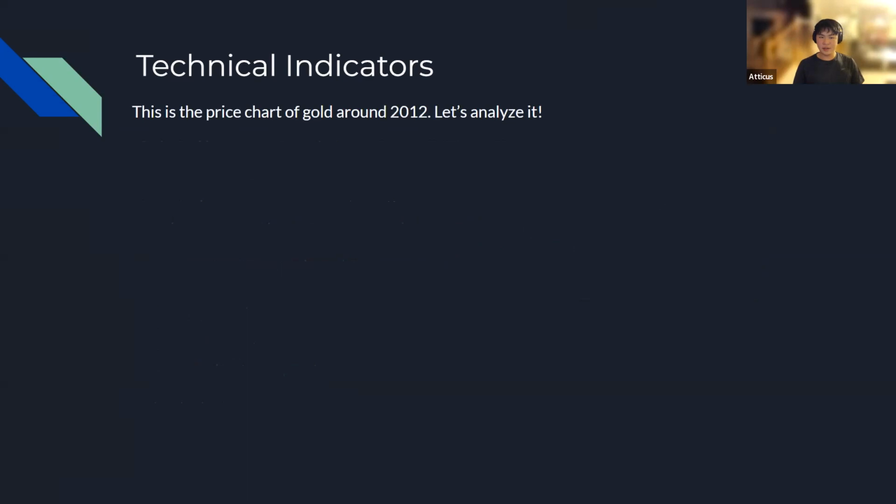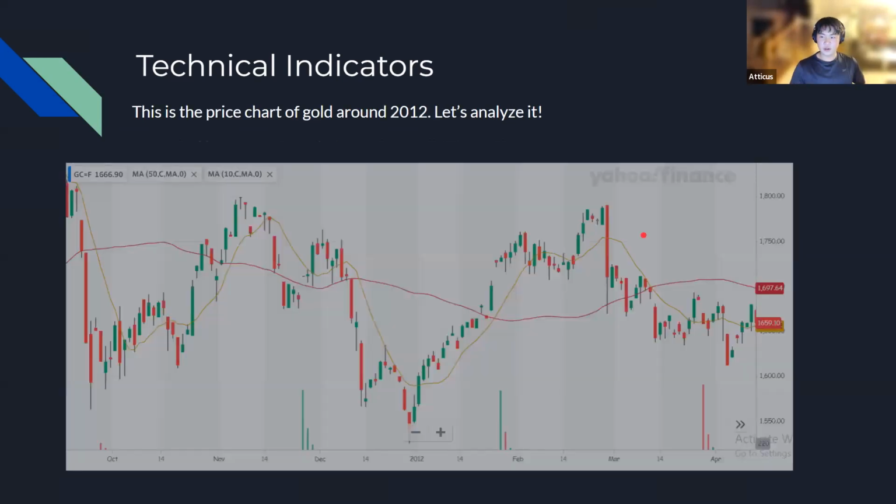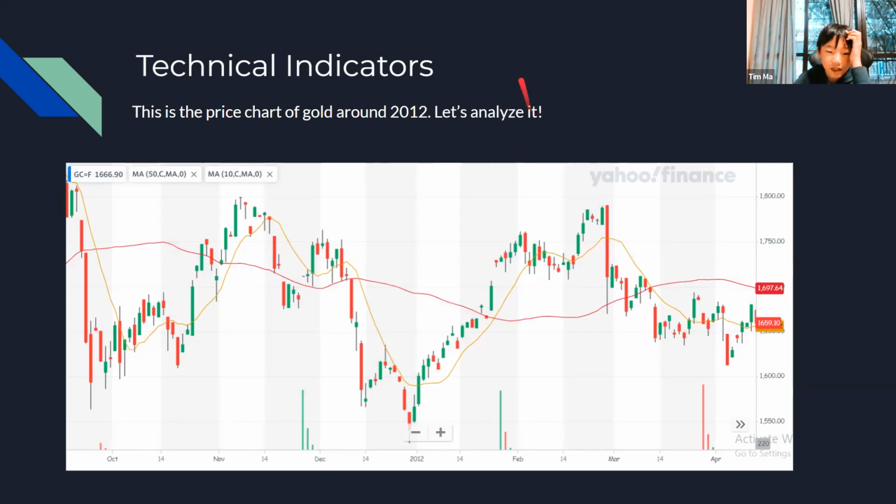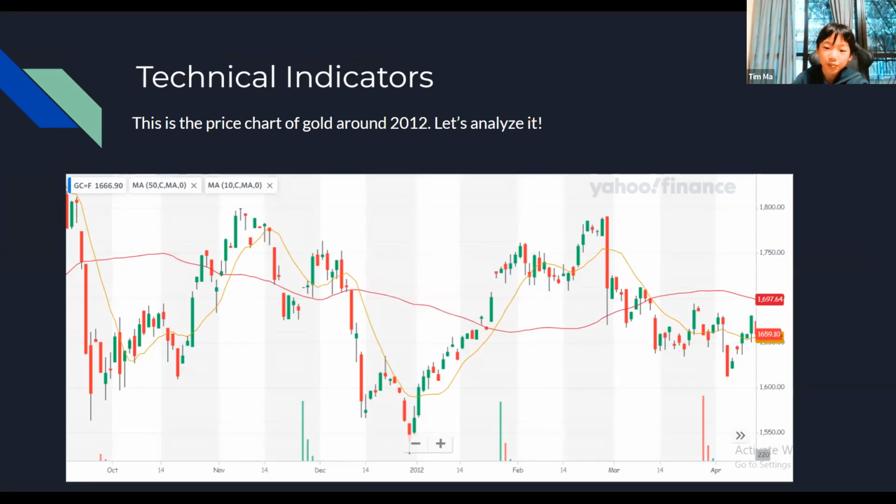So next, this is the price chart of gold around 2012. So let's begin. Tim, do you have any experience with this? I remember that I taught you. I think I remember that the bottom is a date, and the left side is like the price. Yep.